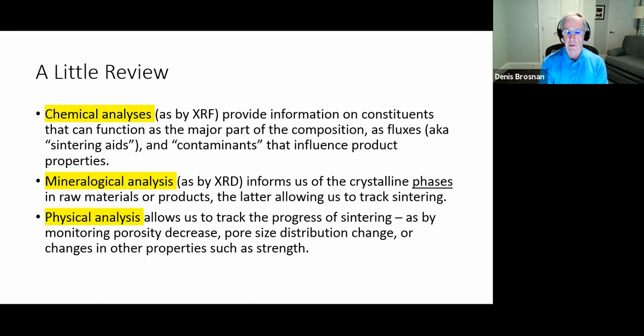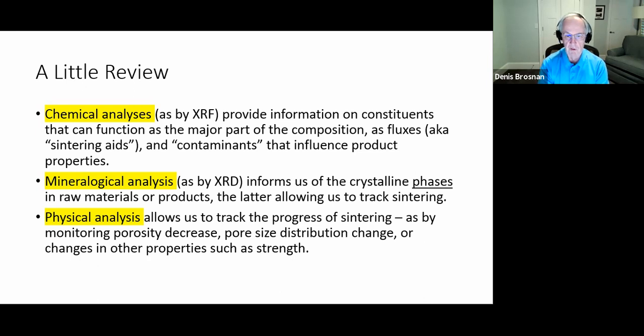Now, the mineralogical analysis, what minerals or compounds we have present, is done by X-ray diffraction, XRD. That is useful in tracking changes during firing, but it also tells us what's present in the fired product, and that gives us an idea of how close to equilibrium we might have come in firing.